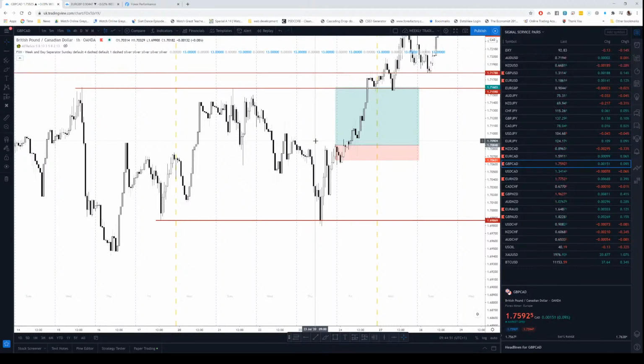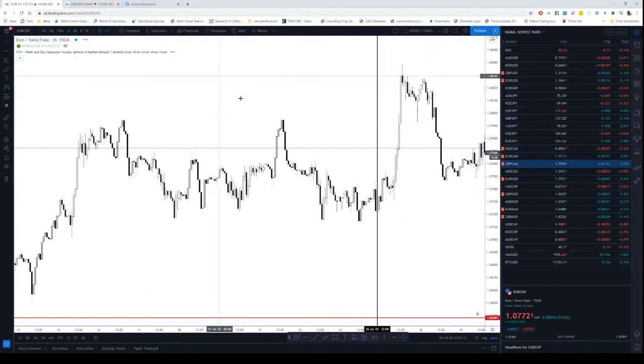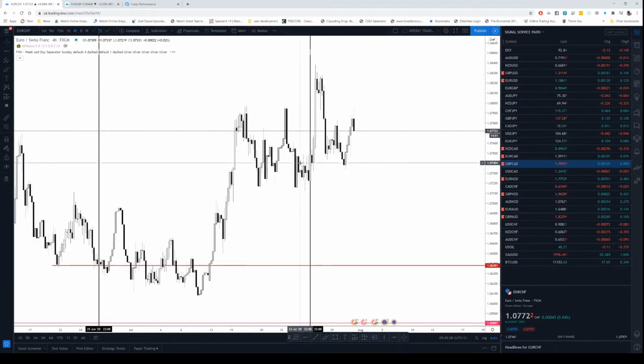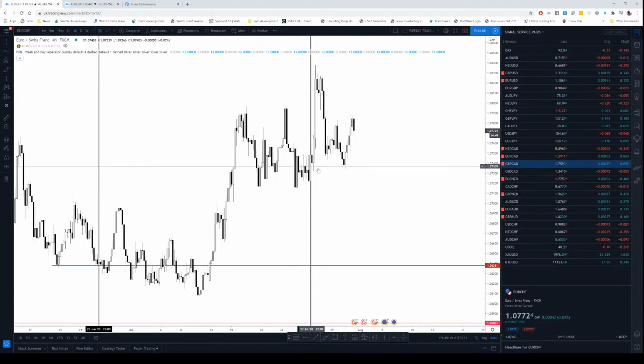Marco is becoming one of the geniuses. He took some amazing trades. Oh, sorry. Euro Swiss. Let's have a look at Euro Swiss. Give me one second.